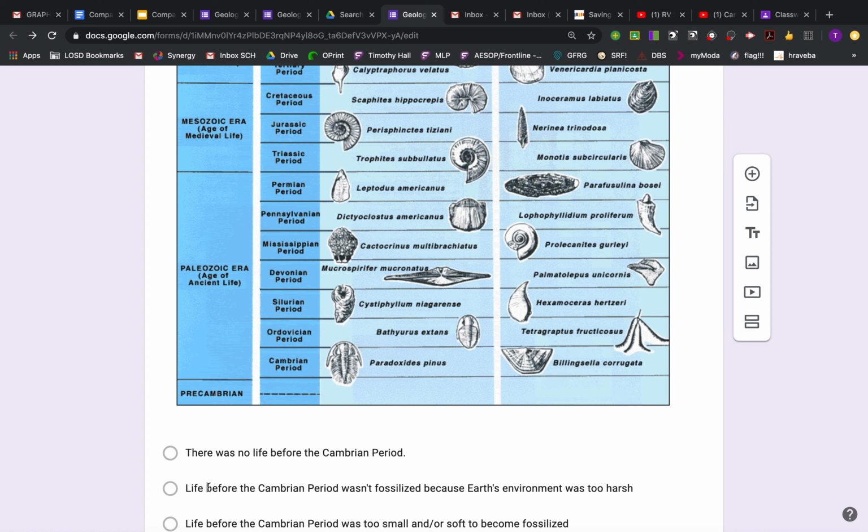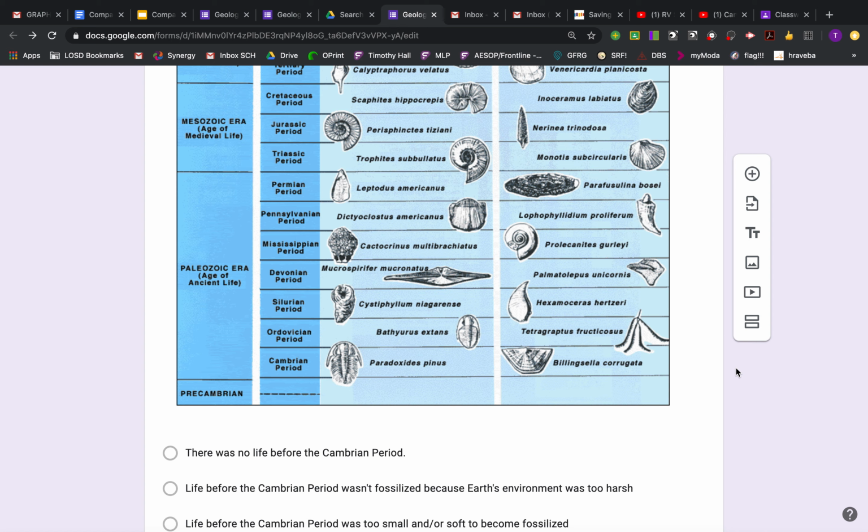So that's no good. Life before the Cambrian wasn't fossilized because Earth's environment was too harsh. Well, that was probably true in the very first, like the Hadean eon. That was probably true then. But as this is 4 billion years of time, at some point there must have come along some conditions that were moderately hospitable, that somehow magically something would have been preserved, which is in fact the case.